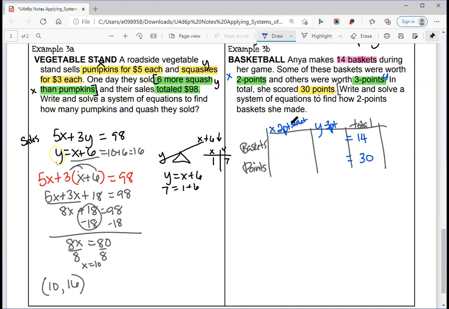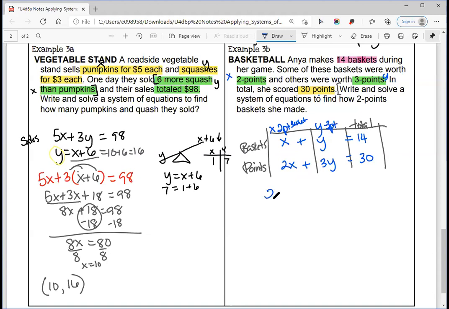Now I got to figure out, okay, baskets. This is just the number. X is the number, right? So that looks like X plus Y. And then what would this be right here? 2x plus 3y. Good. Anyone else? Good job. Because we got to multiply it times the basket. So if she made nothing but 2-point baskets, if you had 10 2-point baskets, you would have scored 20 points, right? So 2 times 10. All right, great. We got our 2 equations.